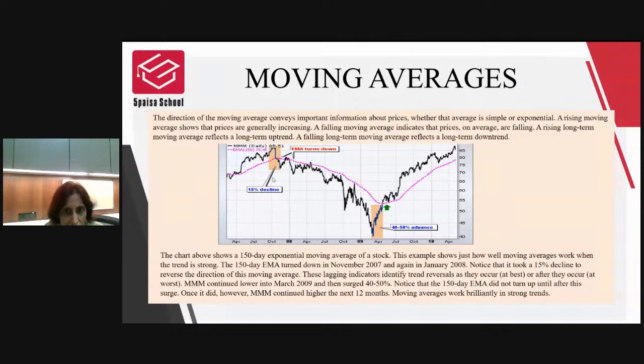So these lagging indicators identify the trend reversal. The moment the EMA is moving down, it is understood that the market is going to move down. These lagging indicators identify trend reversals as they occur at best, or after they have occurred. So here also, somewhere in April 2009, what do you get to see? The market was, from here only, moving down. The EMA was moving down.